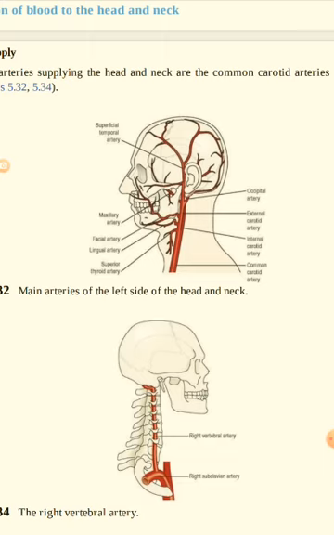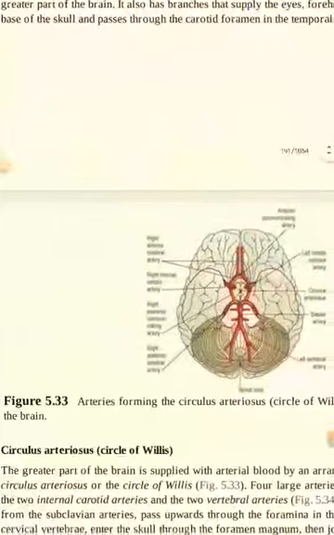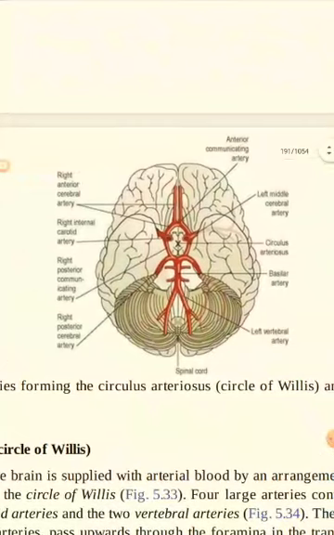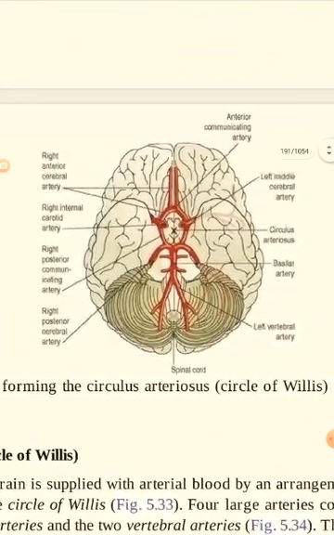How does it supply various areas of the brain? The internal carotid artery alongside the vertebral artery forms a network of arteries on the base of the brain, which is called the circle of Willis. I will tell you in detail here. As we know, the external carotid artery through its different branches supplies different areas of the head and neck. So the internal carotid artery along with the vertebral arteries forms a network at the base of the brain.